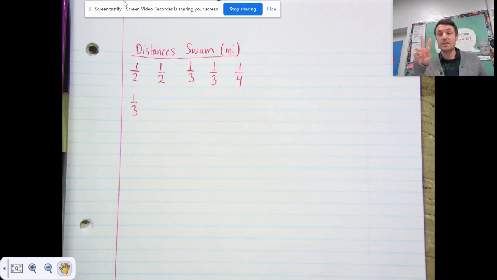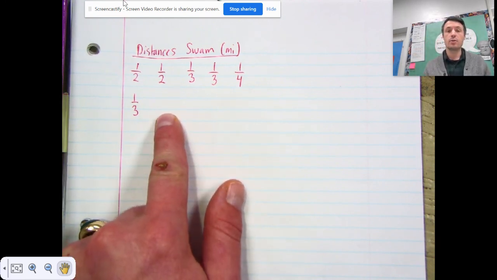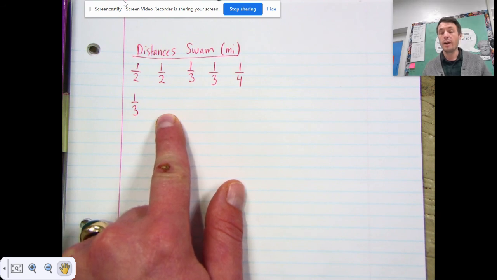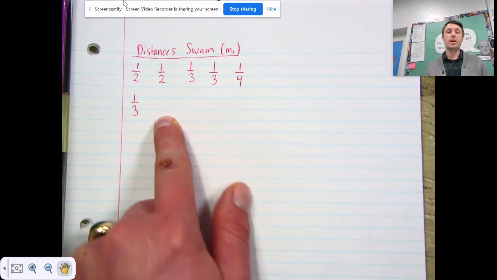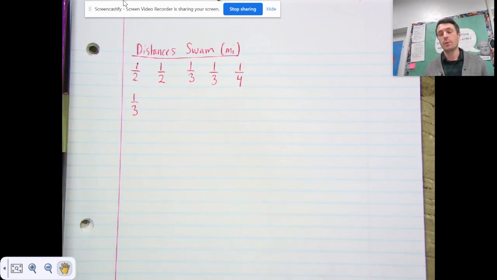Do 2 things. This is your independent work. Organize this unorganized data on a line plot, and then find the fair share. Once you've done that, click on the next video under this one to see if you did it correctly, and I will see you there.